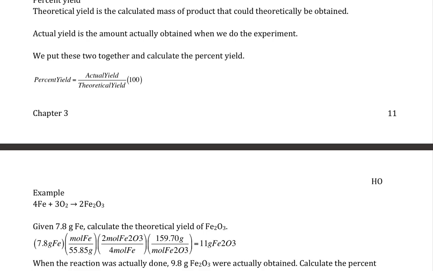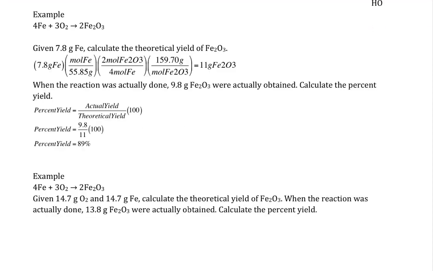The percent yield gives us an indication of how good our experimental procedure was. We know we should be able to make a certain amount. That's the theoretical yield. We do the experiment and we weigh the amount of compound that we actually make, and that's the actual yield. The closer percent yield is to 100, the better we have done the experiment, and the better is our procedure. So here's an example.